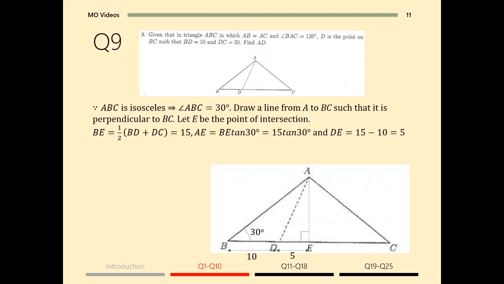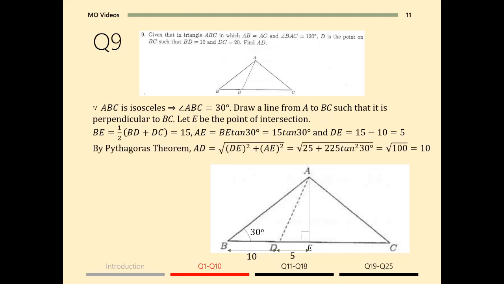AE is BE times tangent 30 degrees, and DE is BE minus BD, which is 15 minus 10, which is 5. By Pythagoras theorem, AD squared equals DE squared plus AE squared, which is 100. So AD is square root of 100, which is 10. So a final answer of 10.